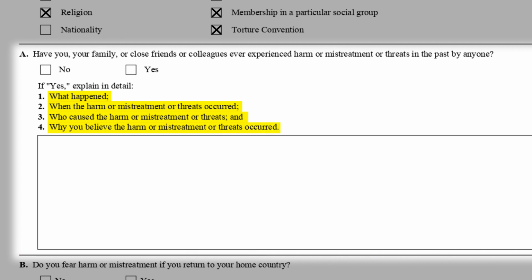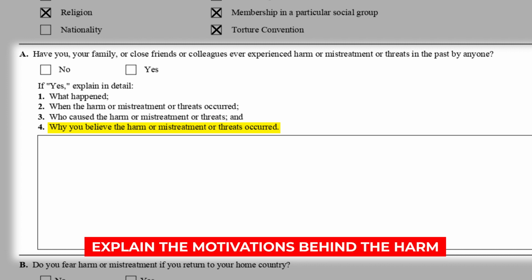Of those 4 elements, the only one that really needs explanation is the 4th, as it's a little ambiguous in my opinion. It's not asking what facts you can point to that show that the bad thing in fact occurred. It's not asking you to prove that it occurred. Rather, it's asking about motive. It's asking you to explain what you think it is that motivated the harm, mistreatment, or threats.